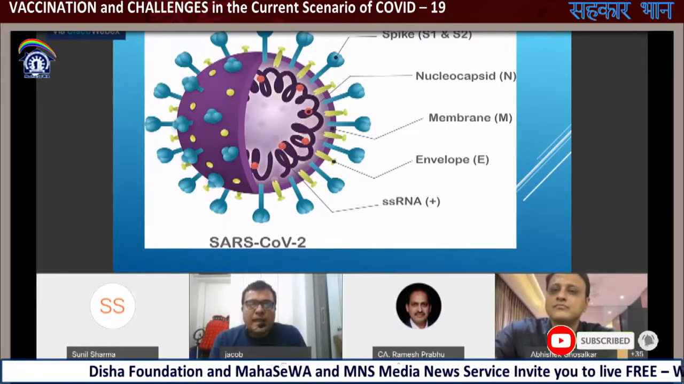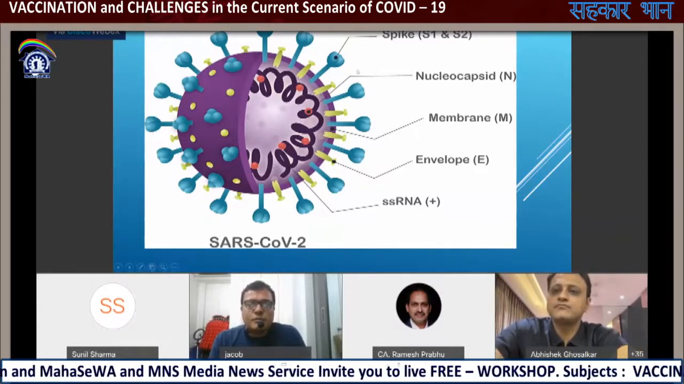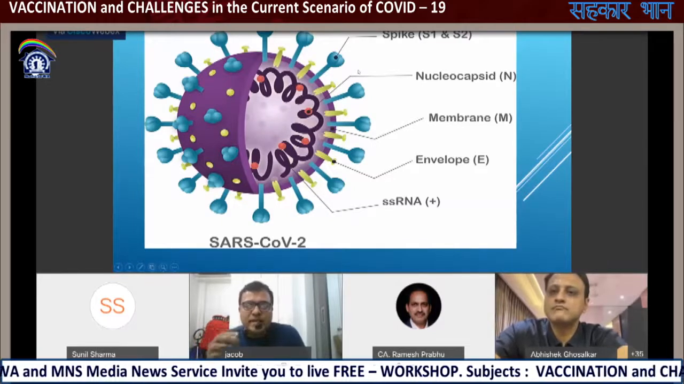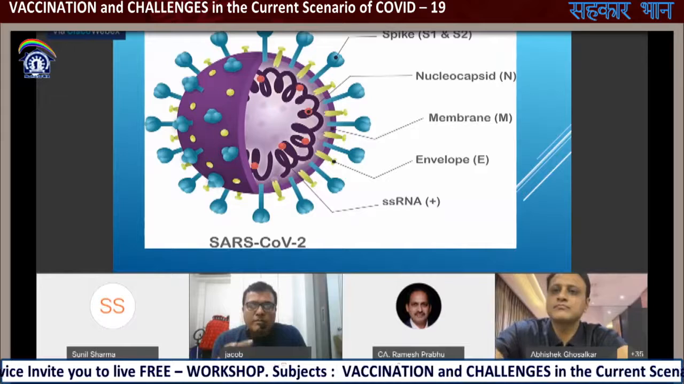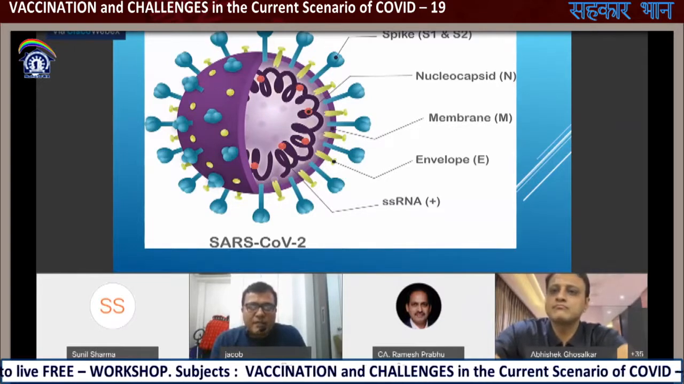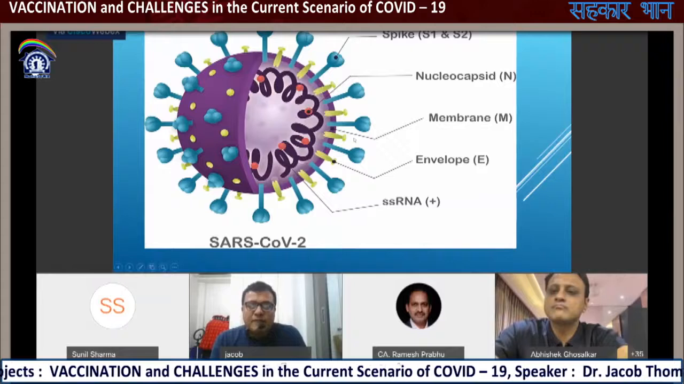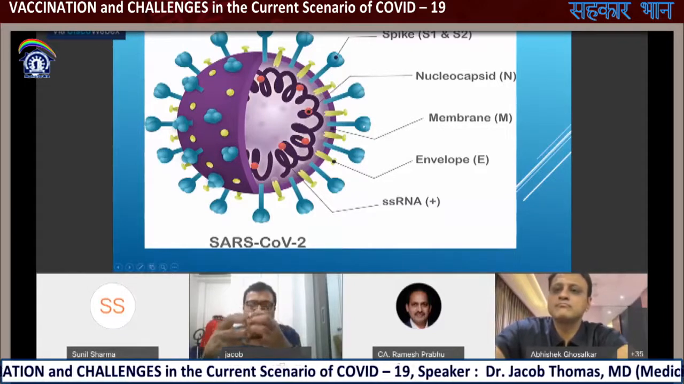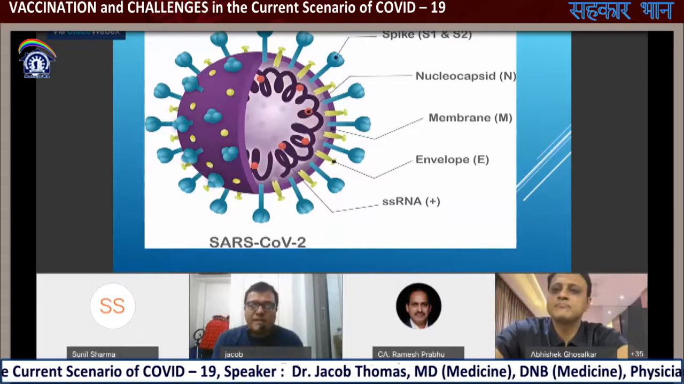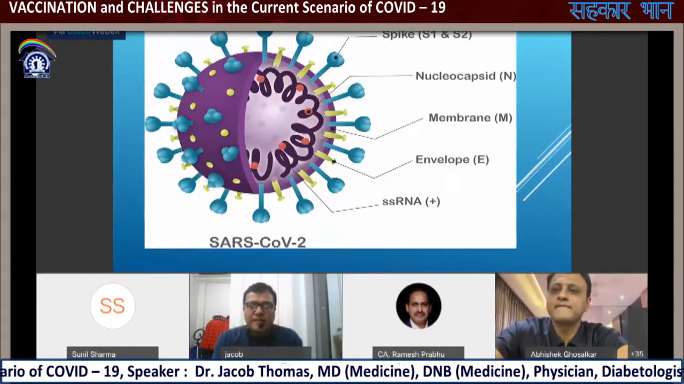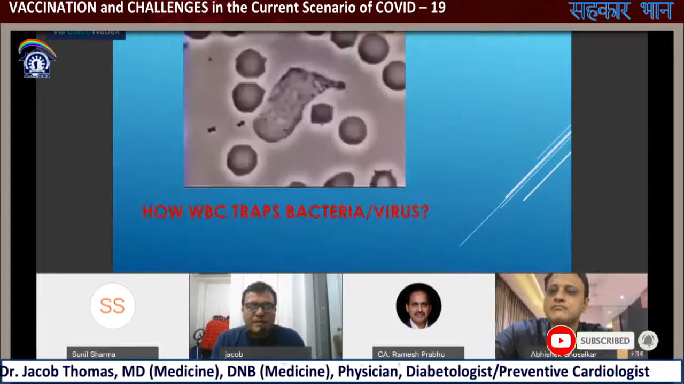And once the virus enters the human body through the nose cells, it enters the cell and starts multiplying inside the cell. The body produces antibody. The antibody will stick to one of these spike proteins. And when it sticks to the spike proteins, the WBC, the white blood cells, can identify this virus, and then it runs behind this virus, catches it, and tries to destroy that virus.